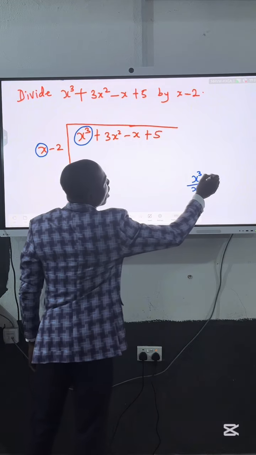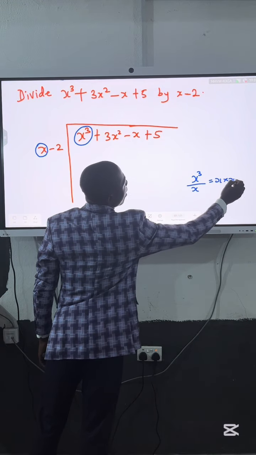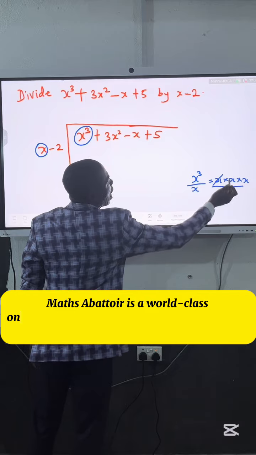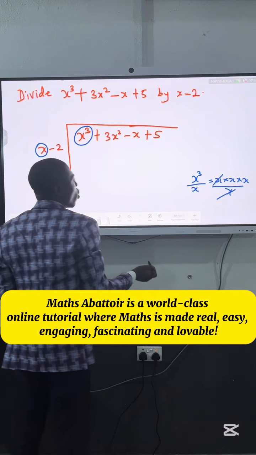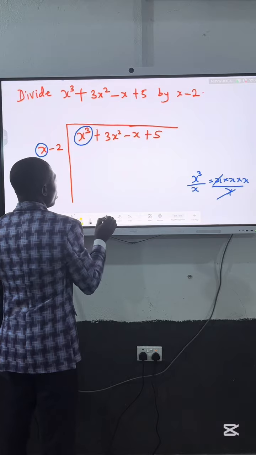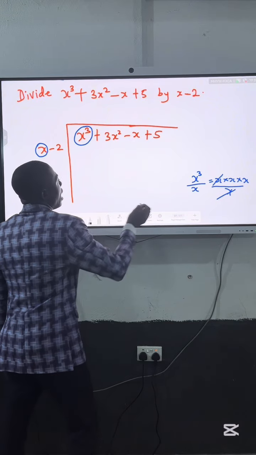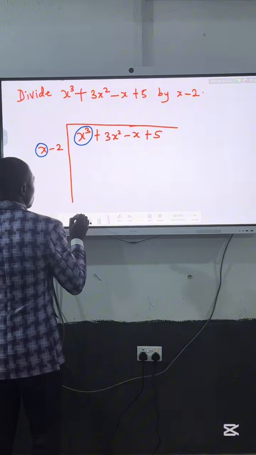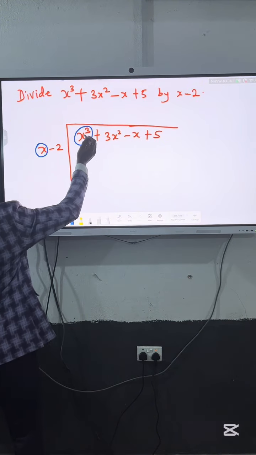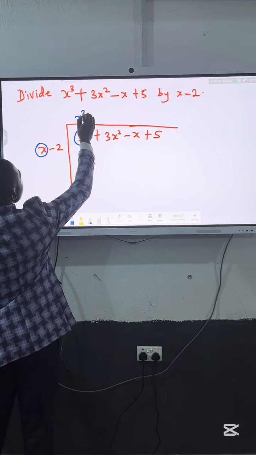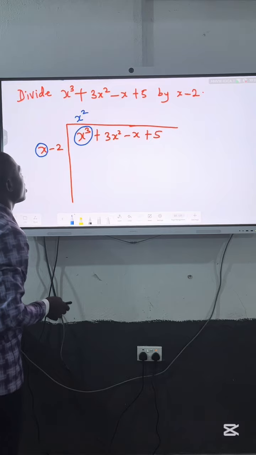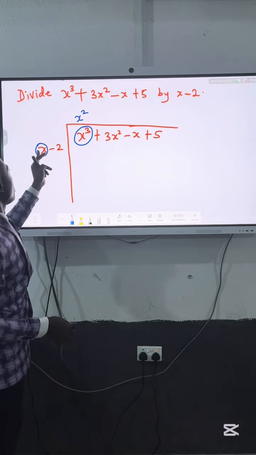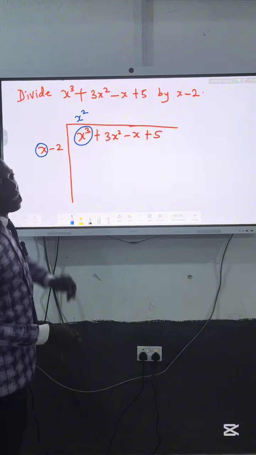Okay? What does this mean? x times x times x, all over x. So this will cancel one of them, and you'll be left with x times x, which is x squared. So we're going to get x squared as your answer in that place. After dividing only this one by this one and getting x squared, you write it as your answer.